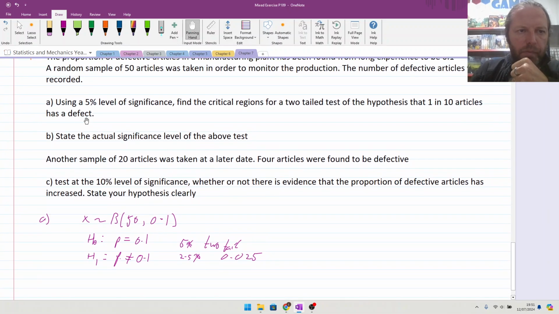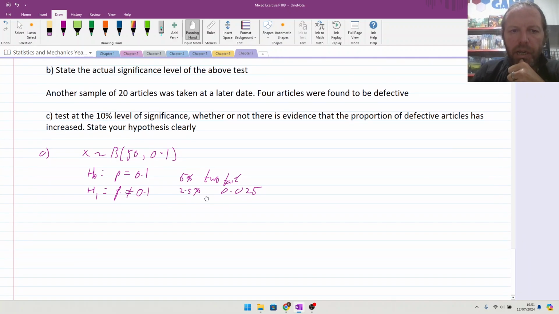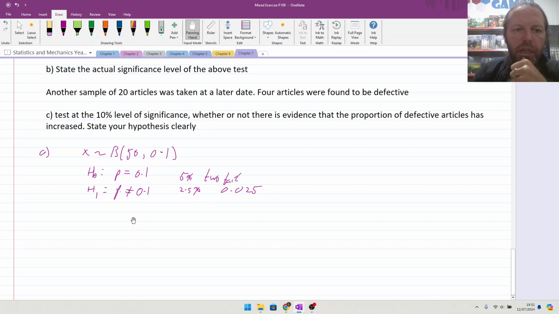So, coming on to here, 1 in 10, find the critical region. At what point are we happy to say that what we have is correct? Okay, so we need to do two tests. We need to do one test for the lower bound and one test for the upper bound to find it. So, probability that X is less than or equal to, let's start with 5, and we need to see if that is less than 0.025.